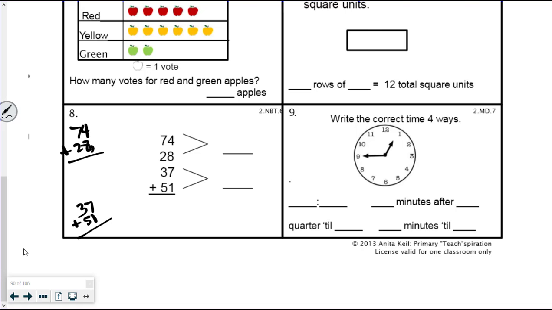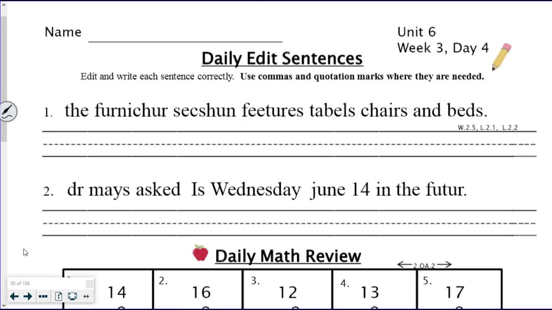Alright, let's see. If you're all done, we can start checking from the top. Lots wrong with these two sentences. So the gets capitalized because it's the beginning of a sentence. Furniture is not spelled like this, right? It's furniture, T-U-R-E. Section is spelled incorrectly. Sec, and then shin, or shun.